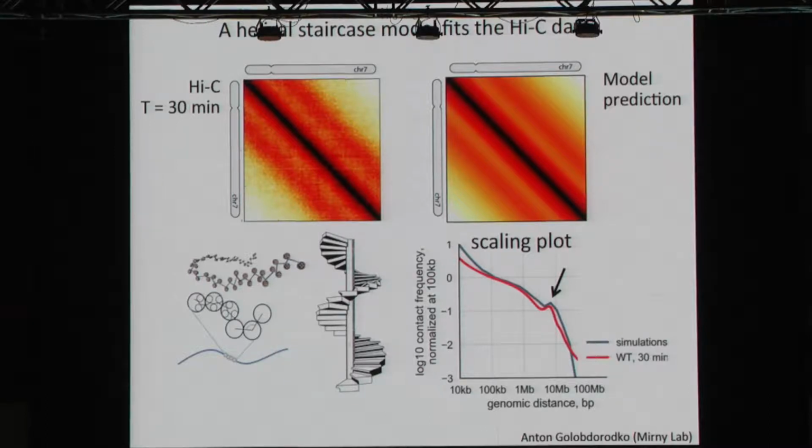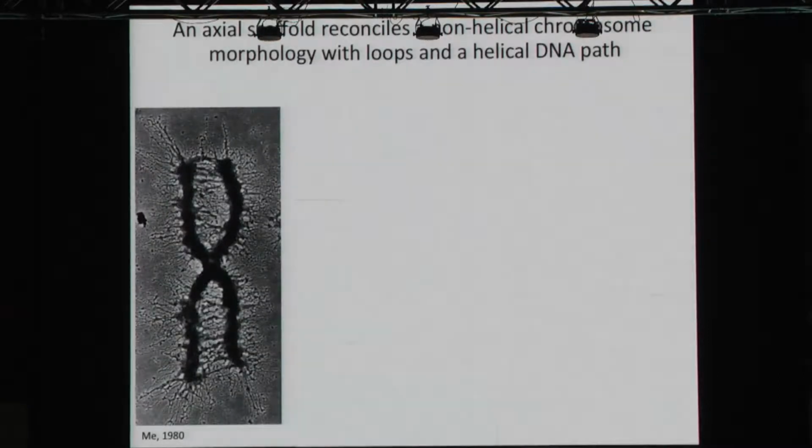And to test that model, Anton Golub-Dorodko in Leonid Mirny's lab did a mathematical simulation, and that's what you see on the right. And you can see the two images that you look on the right look very, very similar to one another. And the contact probability plot on the bottom right, you can see the red and the blue curves are superimposed. So that model really explains what's going on.